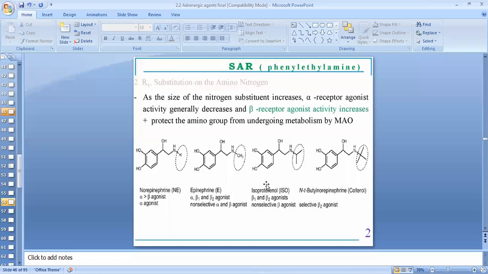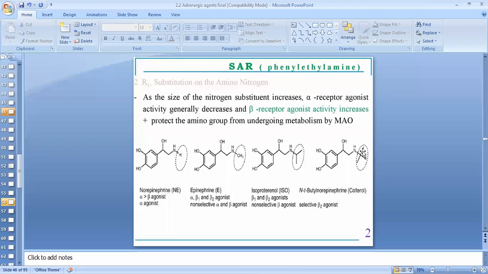Then the third drug molecule is isoproterenol. Isoproterenol, that is ISO, will have substitution of an isopropyl functional group on the R1 position. So this drug is a beta 1 and beta 2 agonist. This is also a non-selective beta agonist, because it is acting on both beta 1 and beta 2.